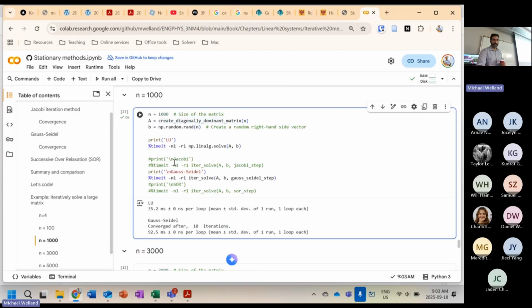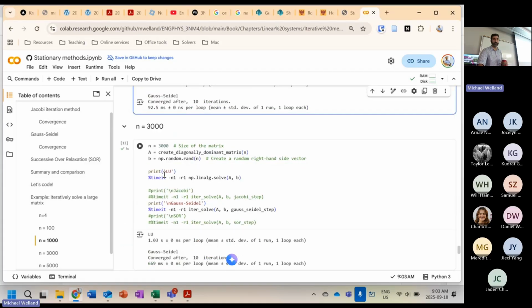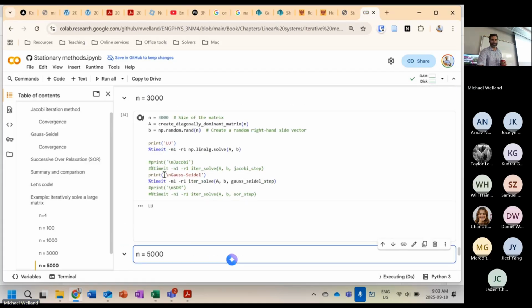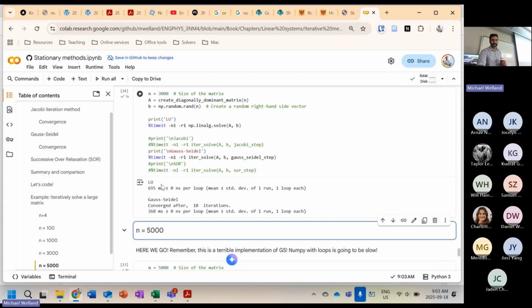This one had such bad Jacobi performance that it clocked out, and I had to disable it. Otherwise, we would still be waiting for it to solve, right? LU for 1,000 by 1,000, 35 milliseconds. Gauss-Seidel still takes longer. We still haven't even gotten to the good part. 3,000. Let's run this one. Now we're starting to see payoff. LU, 700 milliseconds. Gauss-Seidel, 360.